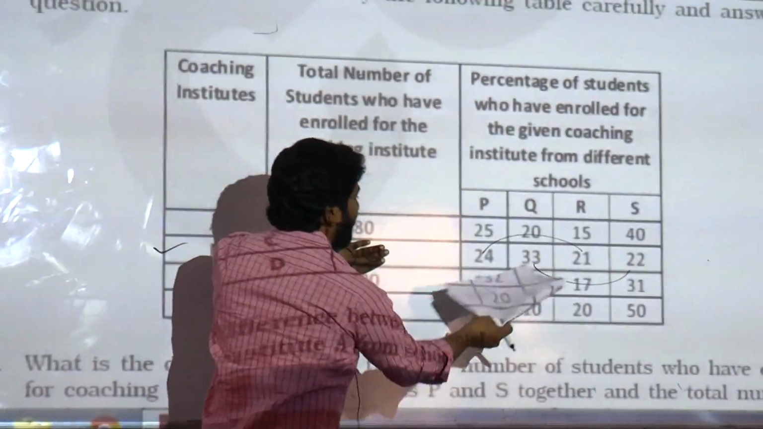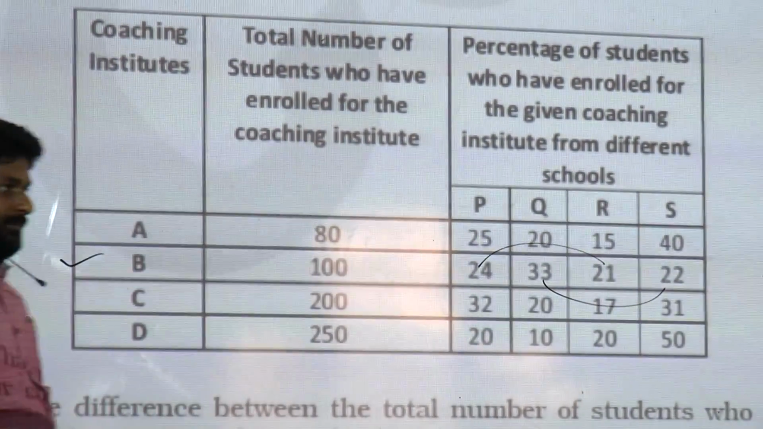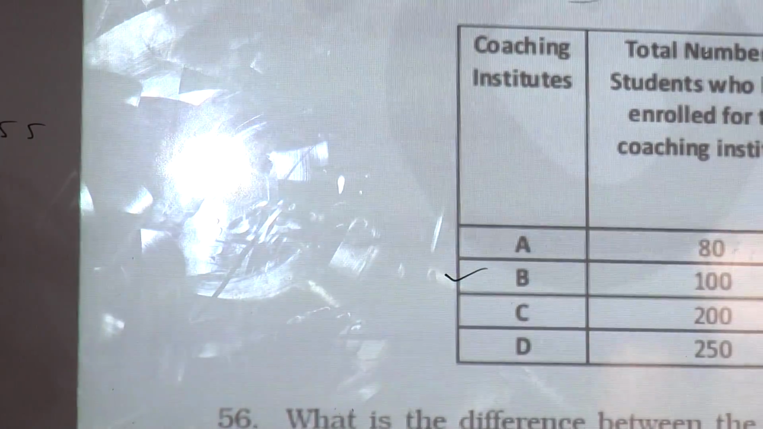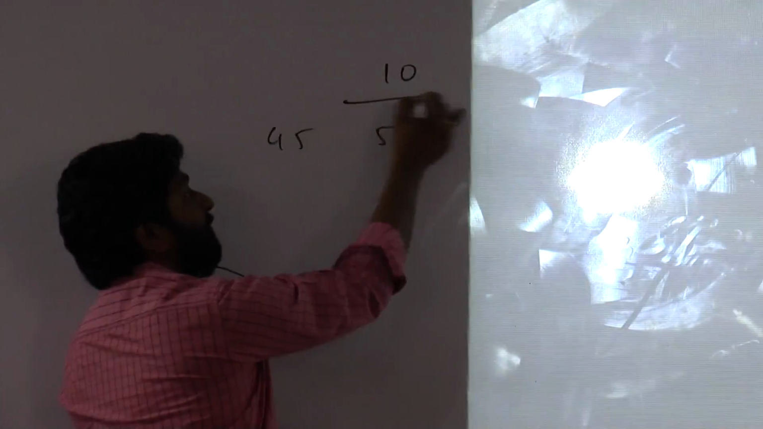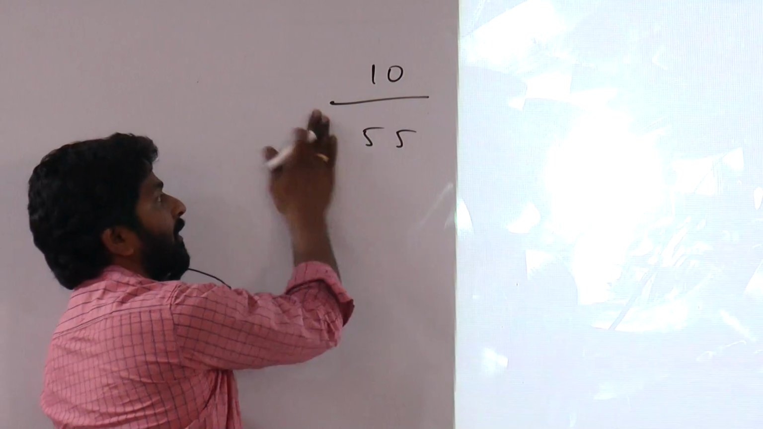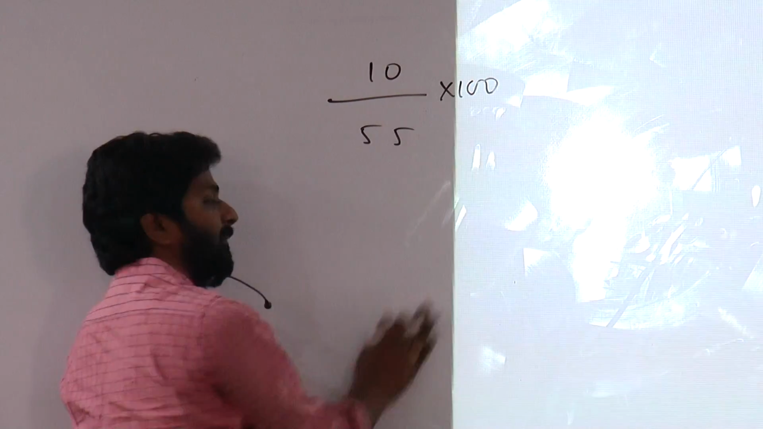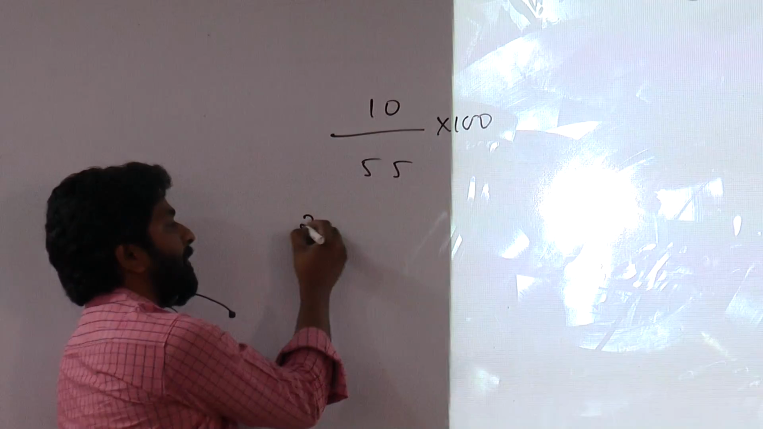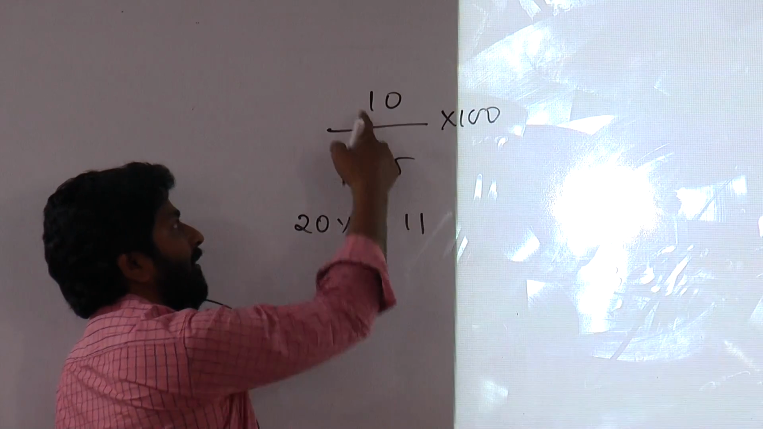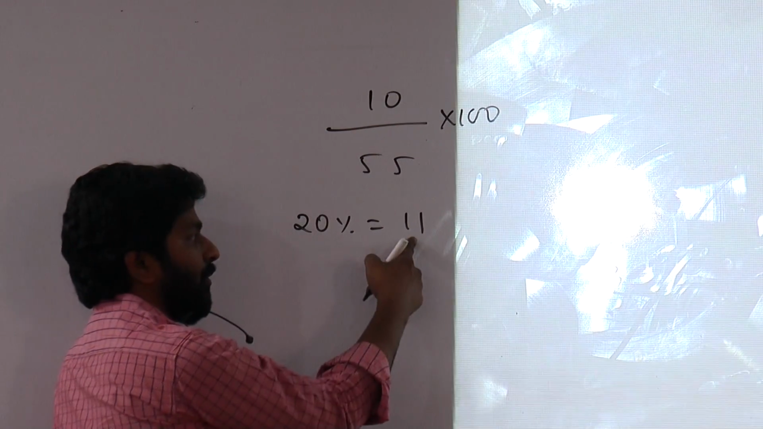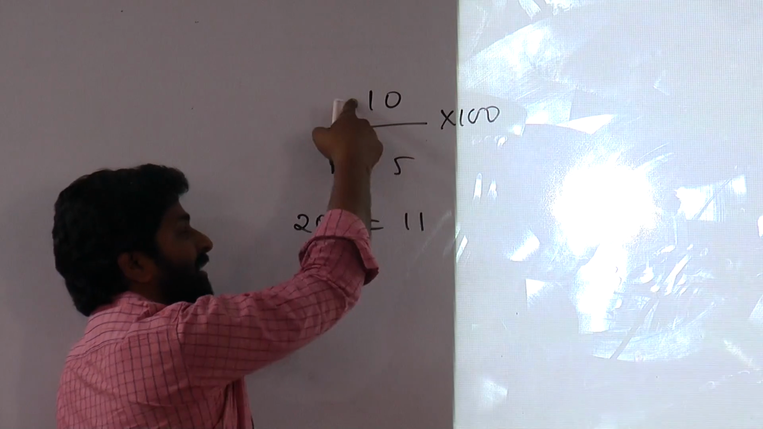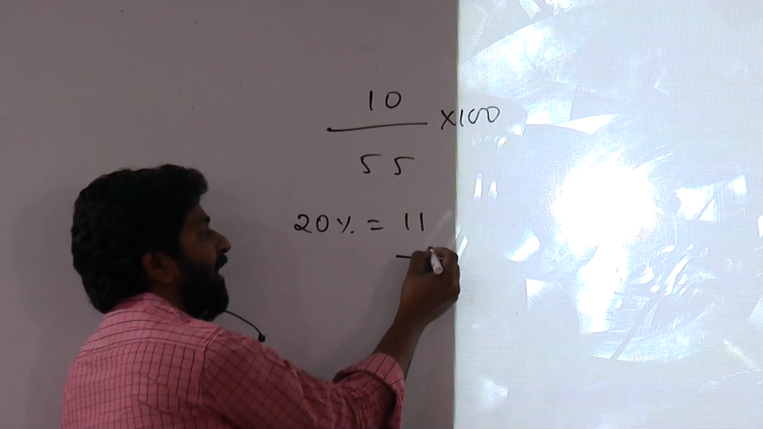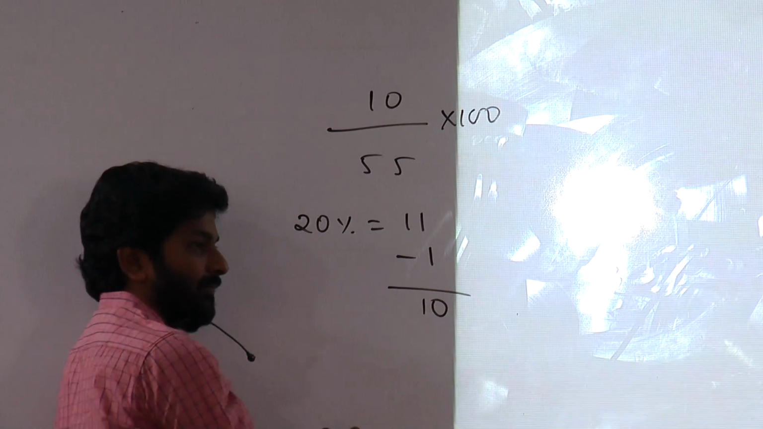P and R together, 45. The other will be 55. 45 and then 55. 45 is how much less here? 10 less. That of 55. You asked about percentage, so into 100. 10% of this number, 5.5. 20% of this number, 11. But you have 10 here. So 10 is less than 11. So the answer must be less than 20%. I need to subtract 1 from this number, so it becomes 10.